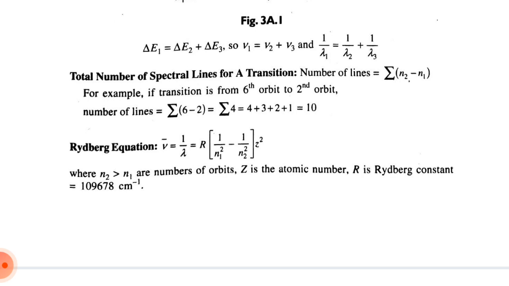Wave number ν̄ is equal to 1 upon λ is equal to R, in brackets, 1 upon n1² minus 1 upon n2², multiplied by Z², where n2 is greater than n1. n1 and n2 are the numbers of the orbits. Z is the atomic number, R is the Rydberg constant, equal to 109678 per centimeter.